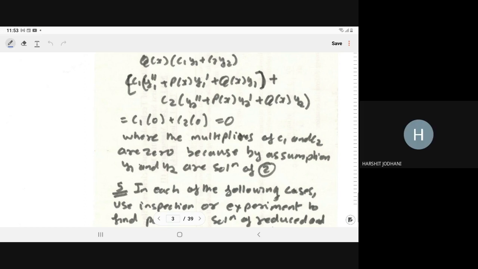Sir, can we generalize this, like c1 y1 plus c2 y2 plus up to cn yn? We can generalize it if we have n solutions, if we have an nth order differential equation. Just wait for one class, then it will be clear, because the next theorem depends on this only. Then wait for one class, and if you still have doubts, then at that time you ask.